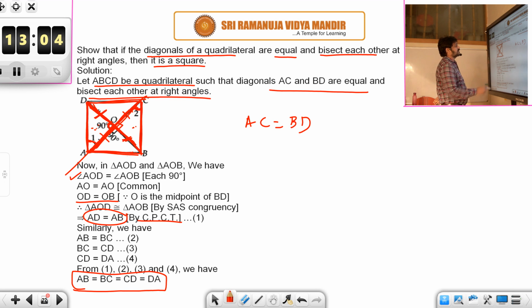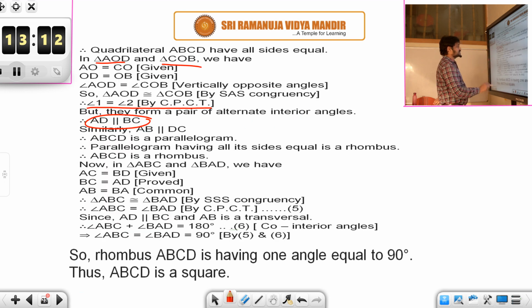Similarly, you could prove that these two angles are equal by considering the congruency rule, and you could prove that DC is parallel to AB. Okay, students, so similarly, the way AD is parallel to BC, prove that AB is parallel to CD as well. So hence, you could prove that ABCD is a parallelogram. A parallelogram having all its sides equal is a rhombus. So therefore, ABCD is a rhombus.